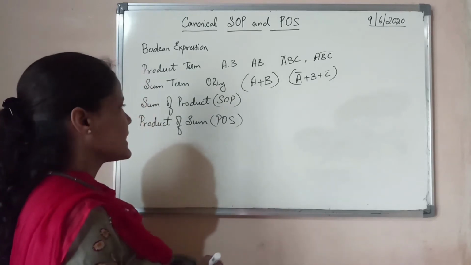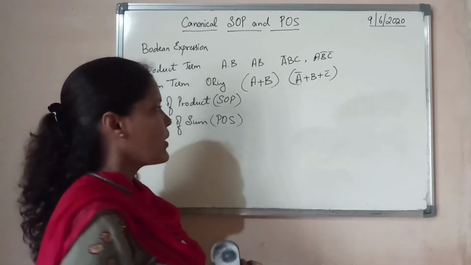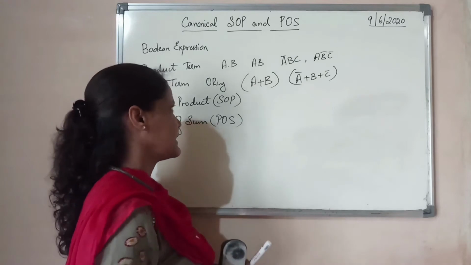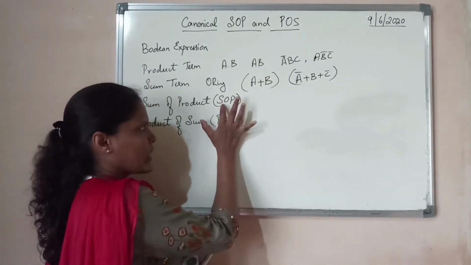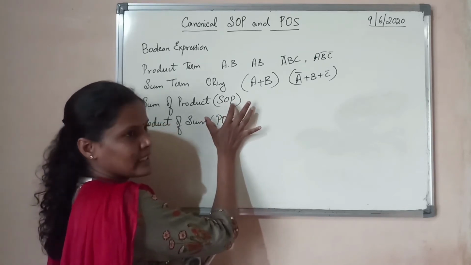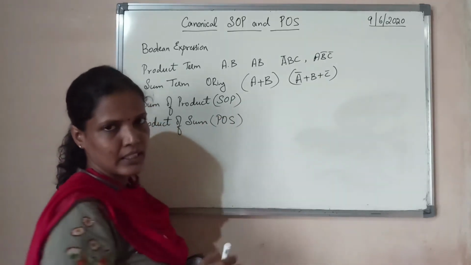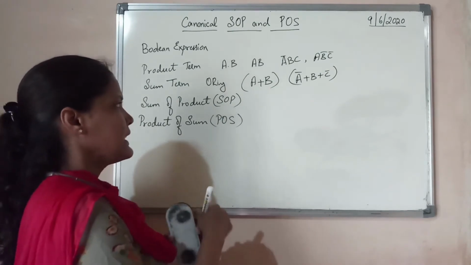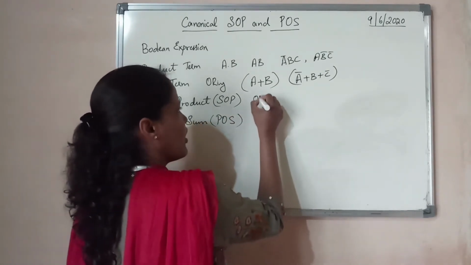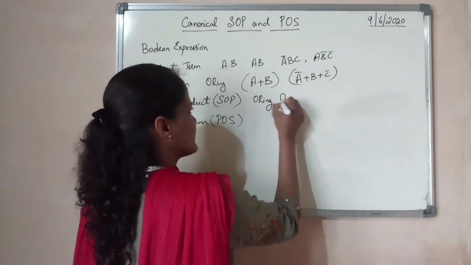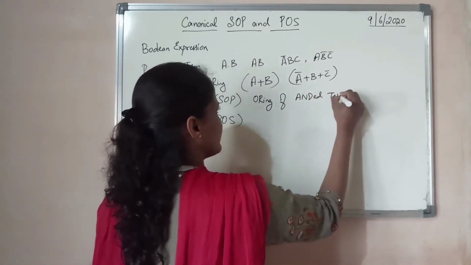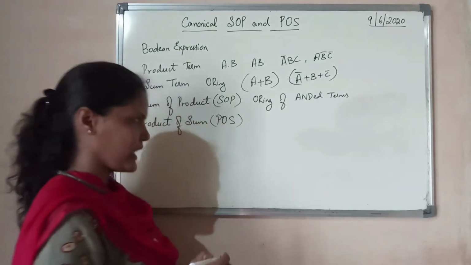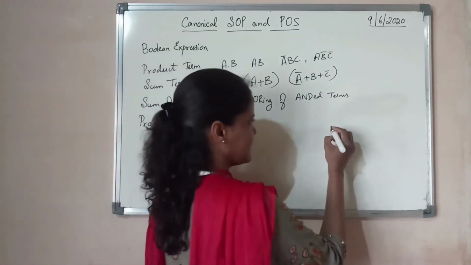The next one is sum of products. So what is the sum of products? It is the ORing of the product terms. Sum of products is the ORing of ANDed terms, and that itself is called sum of products.